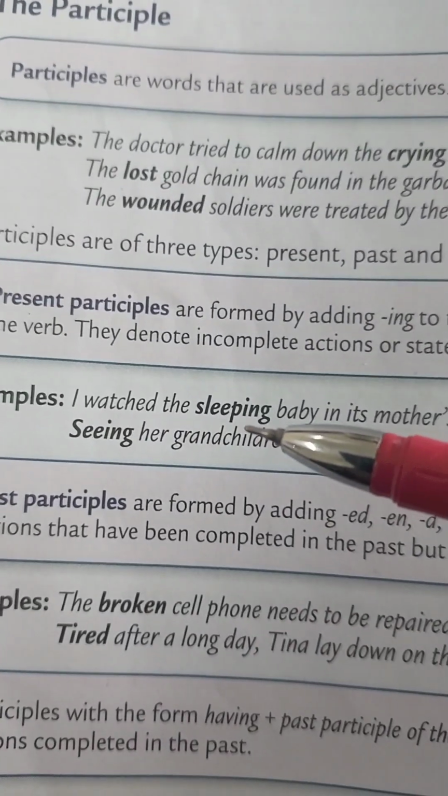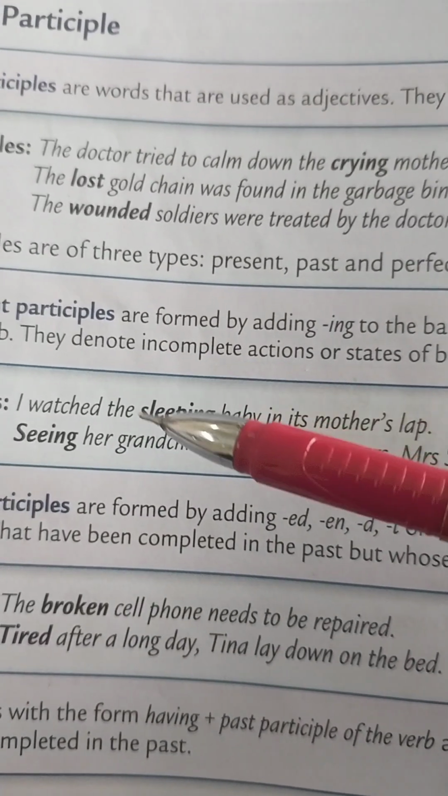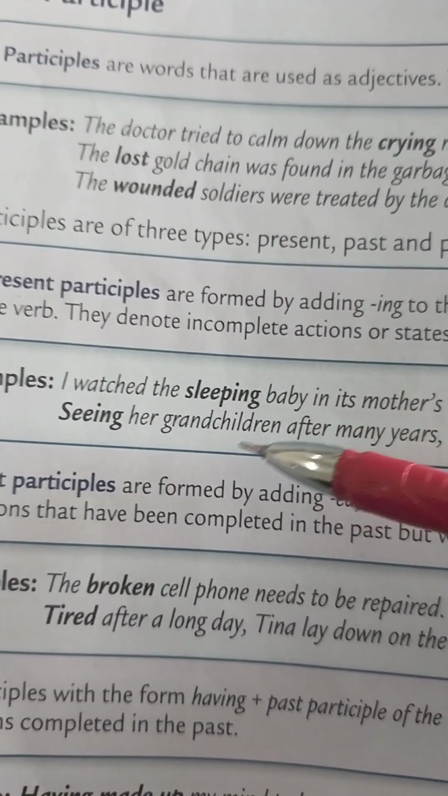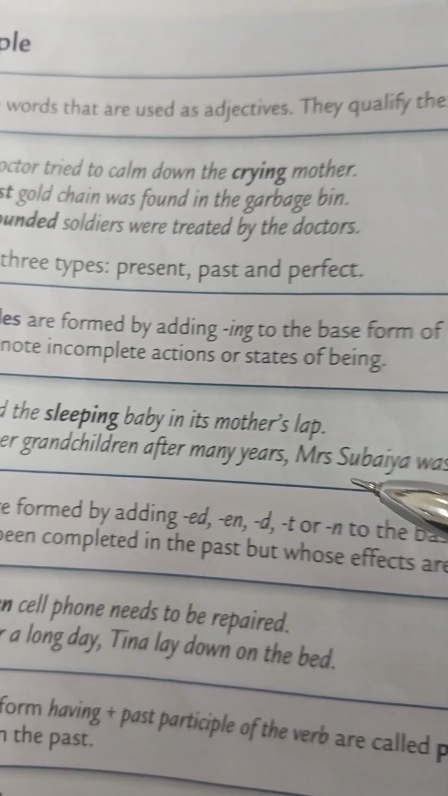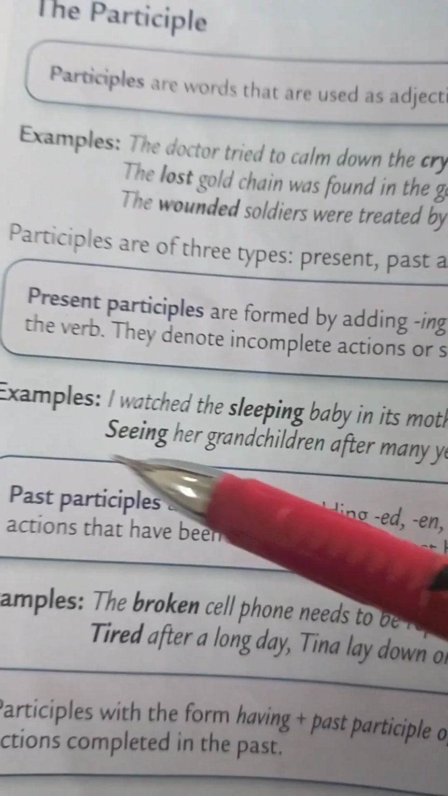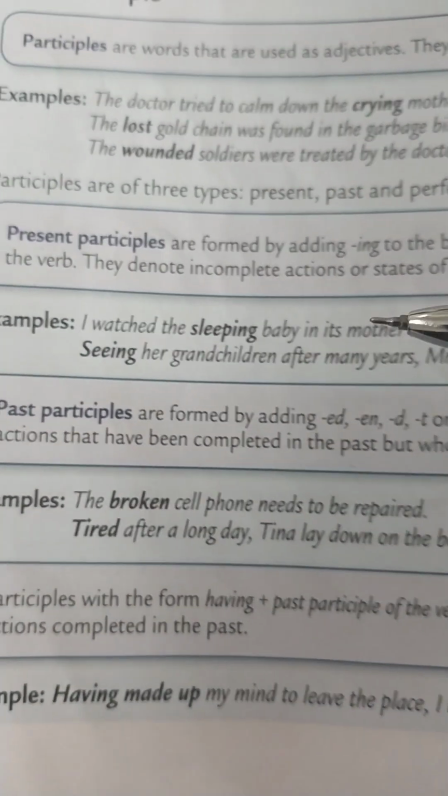For example, I watched the sleeping baby in its mother's lap. So here this sleeping is a participle. Seeing her grandchildren after many years, Mrs. Subaya was overjoyed. In this sentence, seeing is a participle. Okay, next is the past participle.